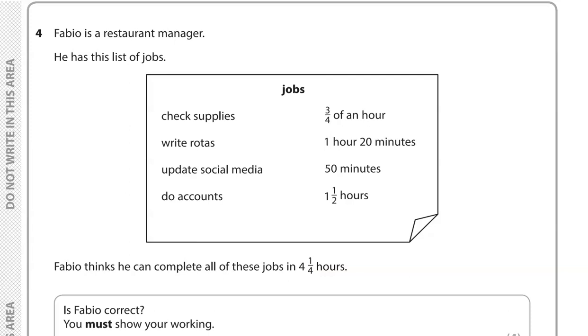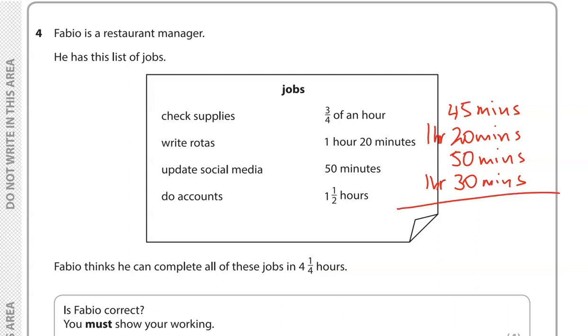What I'm going to go for is convert 3/4 of an hour to 45 minutes. 1 hour and 20 minutes, I'm going to leave it as it is. Then I have 50 minutes, which I'm going to leave as it is. And 1.5 hours, I'm going to do 1 hour and 30 minutes.